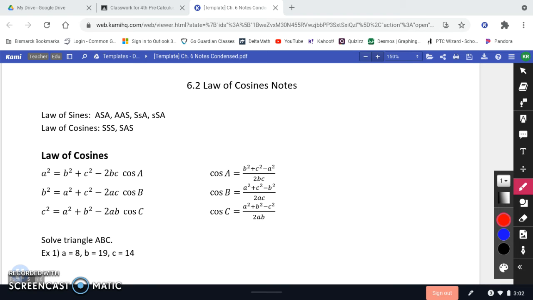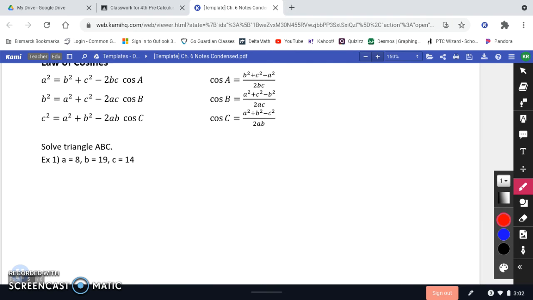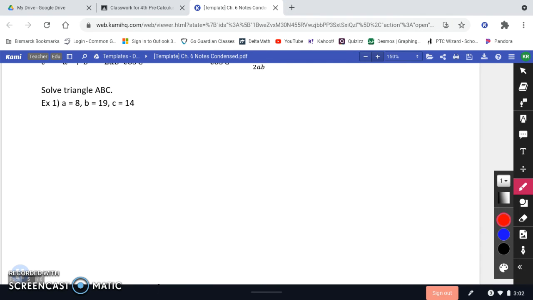Okay, so on this one, law of cosines, you're going to be using it when you have side, side, side, or side, angle, side as your given information. So here in the first example is side, side, side. I'm going to go ahead and sketch a triangle. It just helps me visualize it. I have a short side and then a couple of sides that are longer.